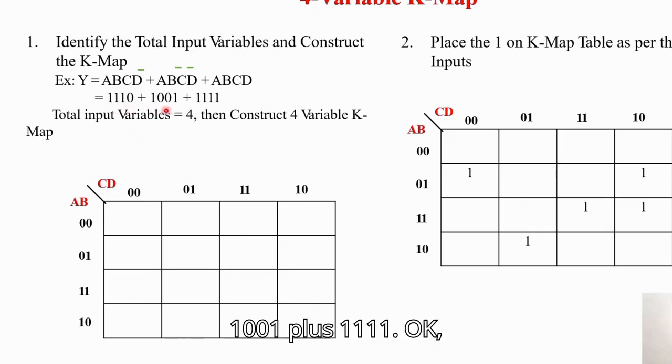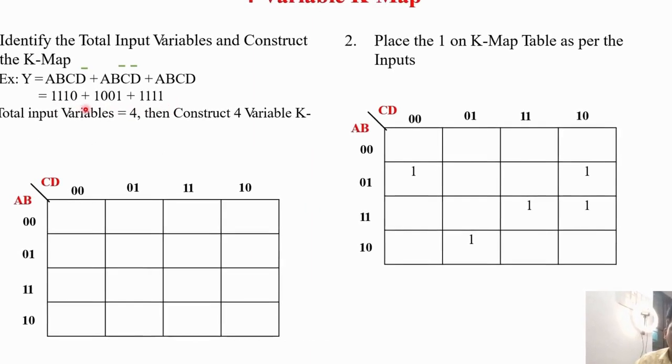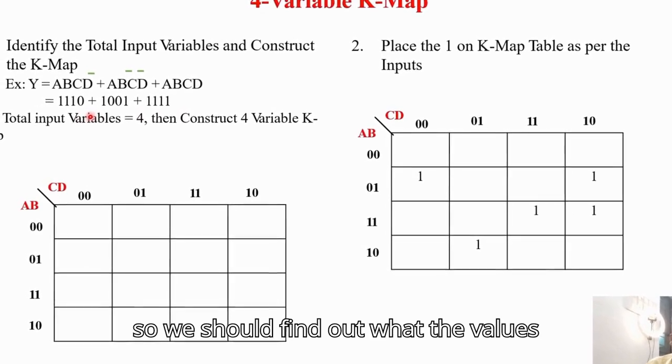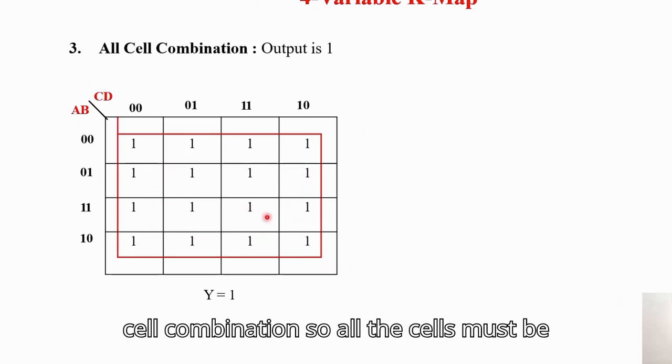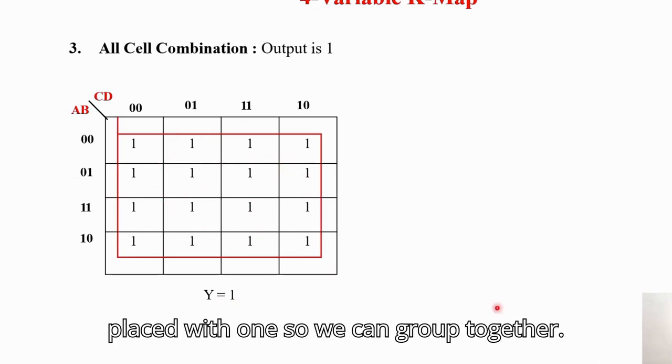So 2, 1, 0 plus 1001 plus 1111. So we should find out what the values are. Then we have to place the ones. For the all cell combination, all the cells must be filled with 1, so we can group them together. So the output is 1.